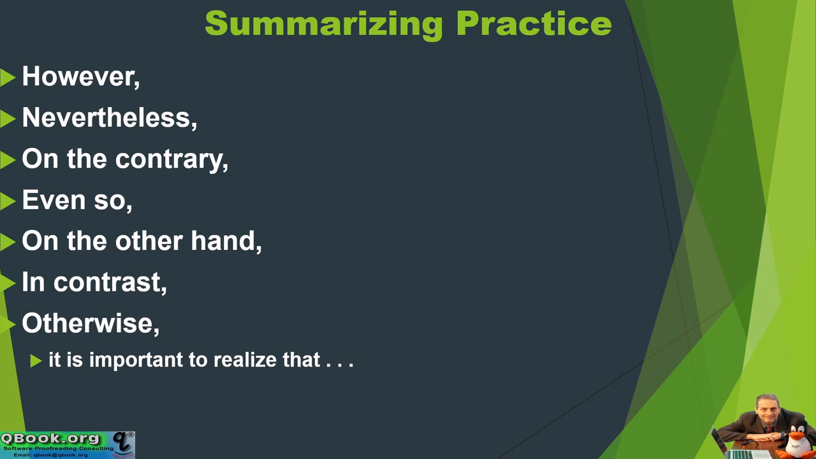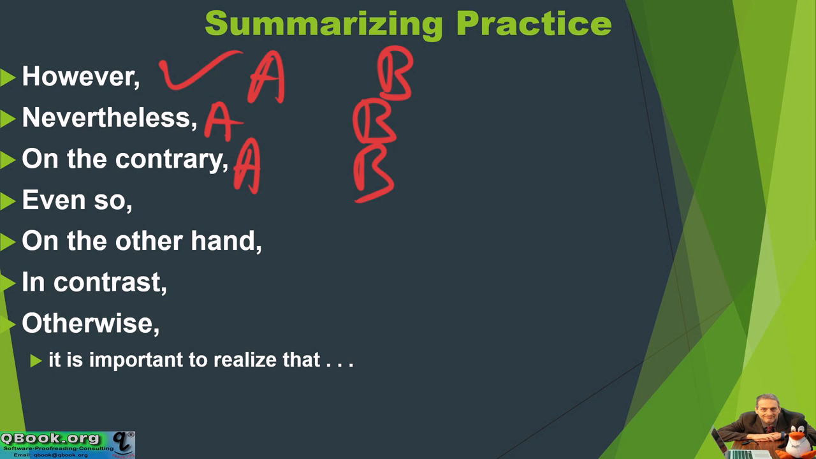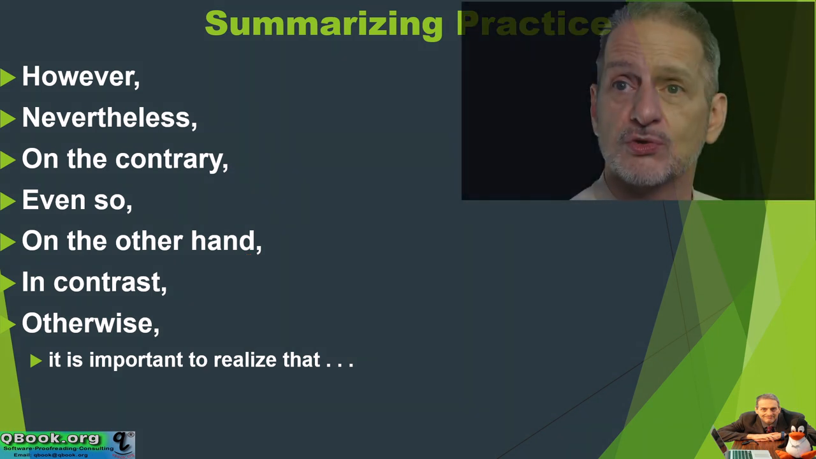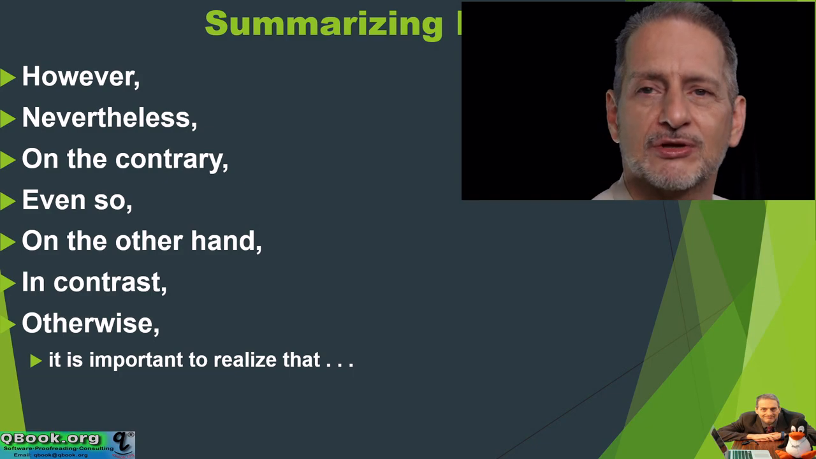So here we have a very good, very common use. However, so A, however, next is B. A, however, nevertheless, B. A, on the contrary to B. A, even so, we still have to look at B. A, on the other hand, is B. A, in contrast, is B. You see, so all of these are about signaling your transition to the next bit of detailed information.